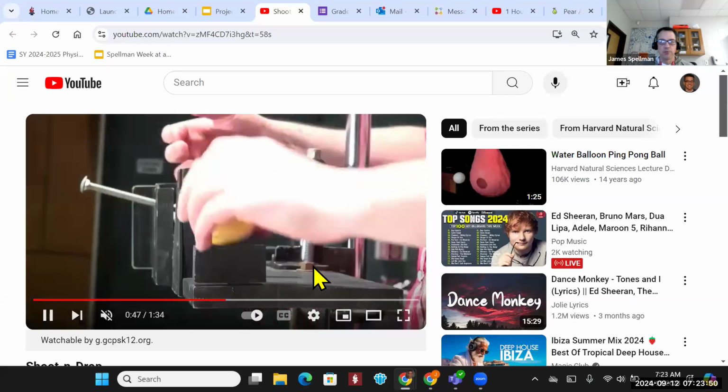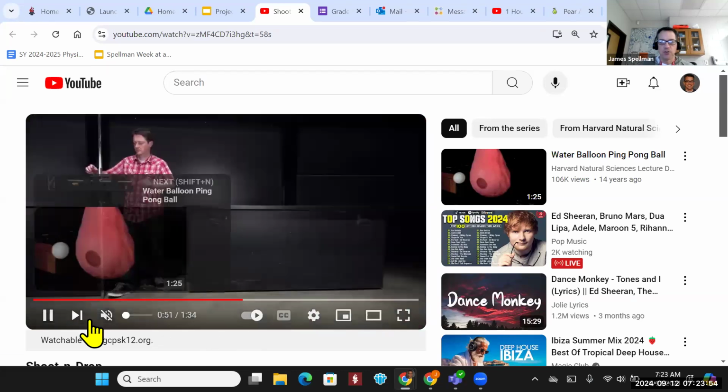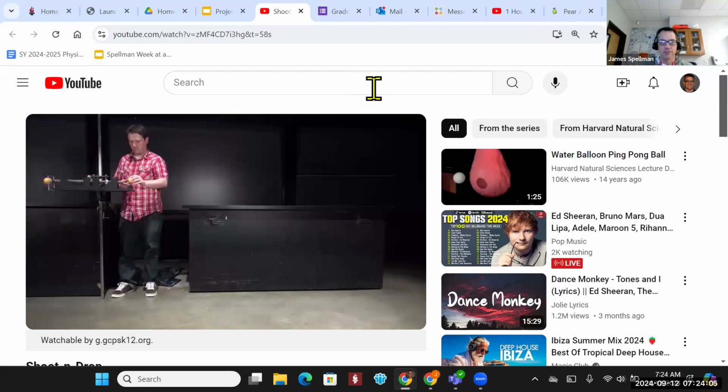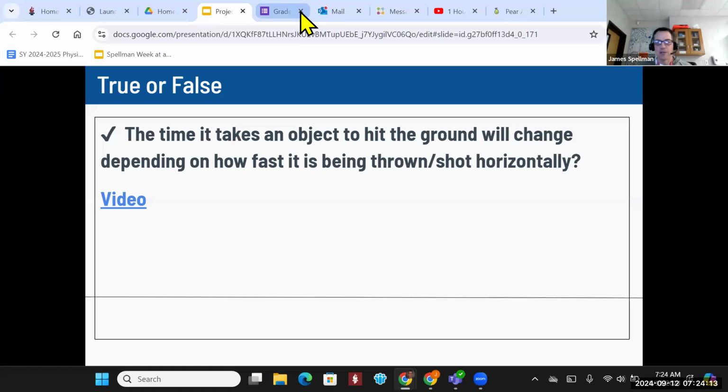And then there's a ball that's being projected. So this will be a projectile that's shot. Again, if you watch them, they end up hitting the ground at the same time. So the answer to the question is false.